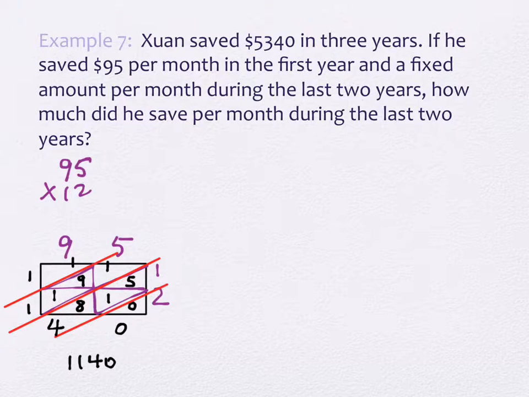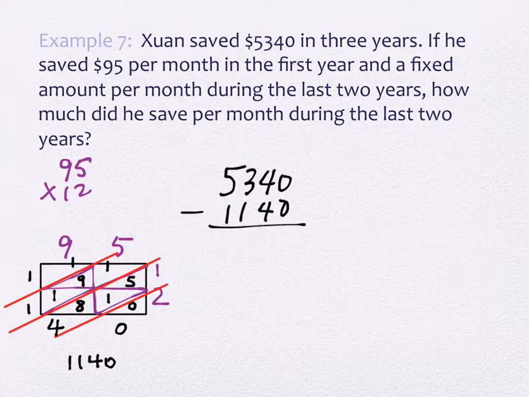Now, what did we just find? We found how much money he saved in total the first year, correct? Okay, and then Rebecca, what did you want to do with that number? We want to subtract that number from the total amount that he saved during the 3 years, which was 5340 minus 1140, which is nice because there's no borrowing or anything in that one, right? Very straightforward subtraction. What do we end up with?